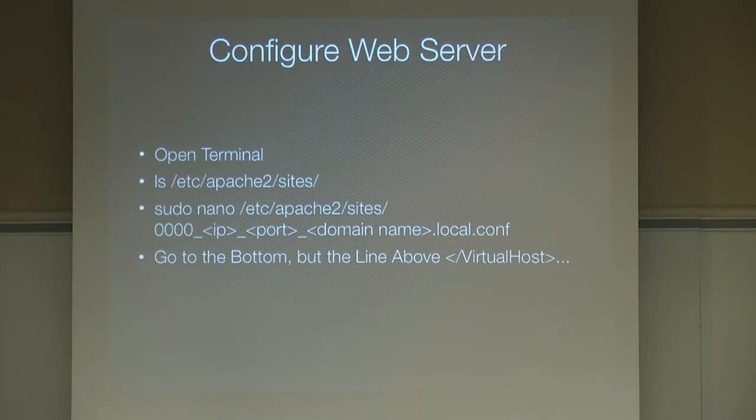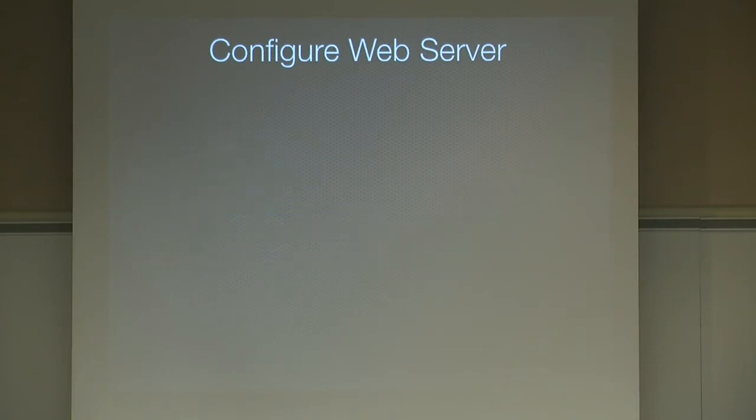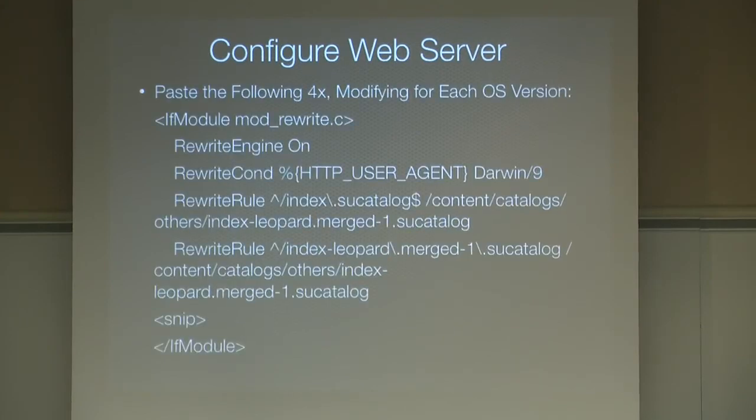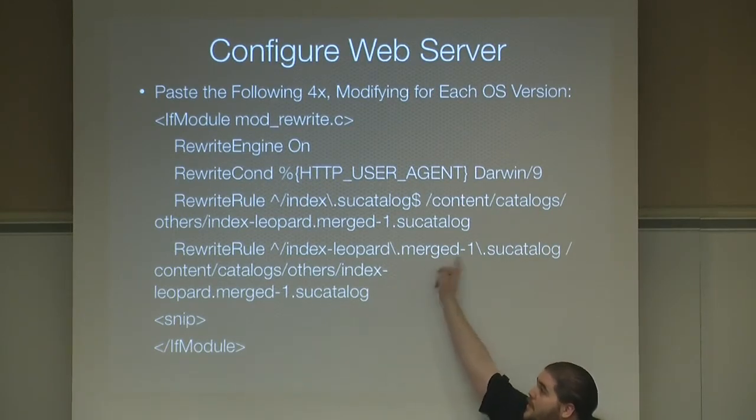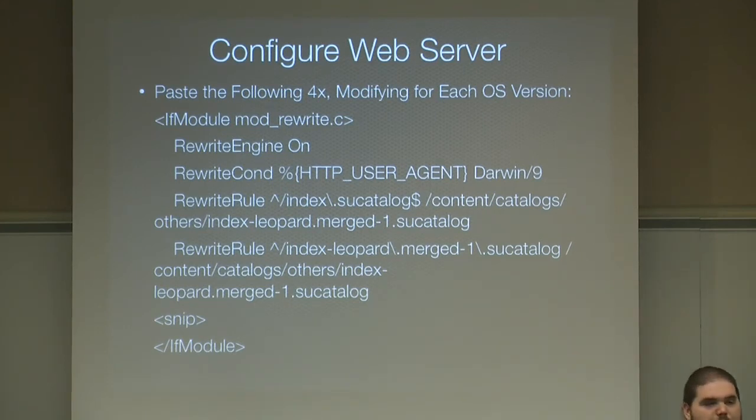You want to go into that and go to the very bottom, but just above the /virtualhost line. If you're familiar with Apache's web server config, this kind of looks familiar to you, at least that last part. Once you're in there, you want to paste this 4 different times, and change the number after Darwin and the links that it goes to. I have a link at the end of the presentation that you can take a look at. It's actually the site I got all this from.